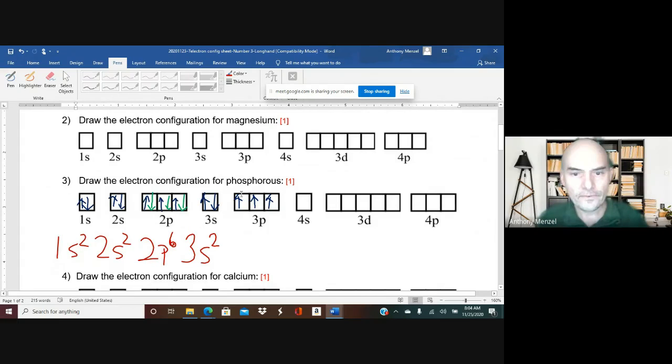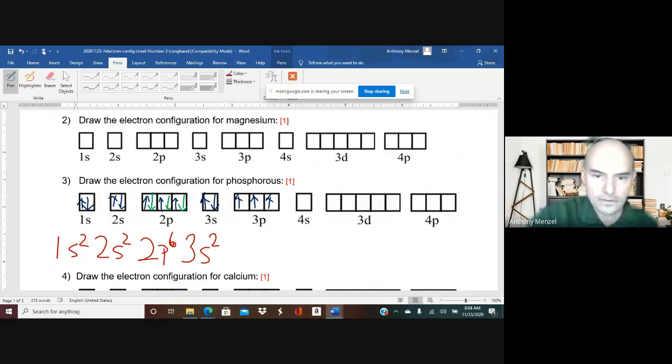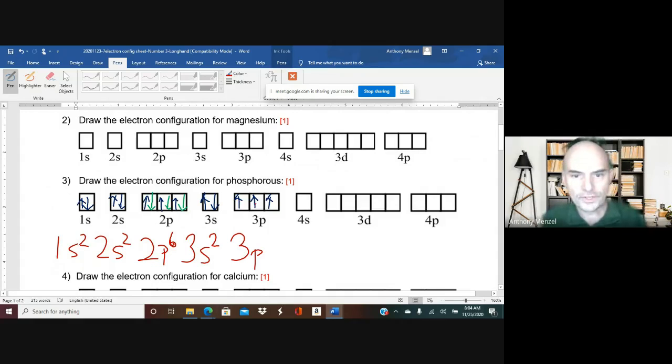And then we have the 3p. So 3p, and you have 1, 2, 3 arrows.